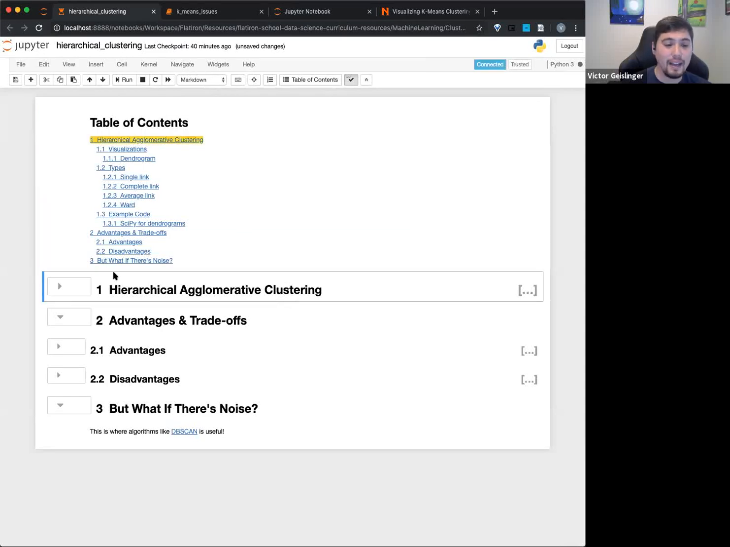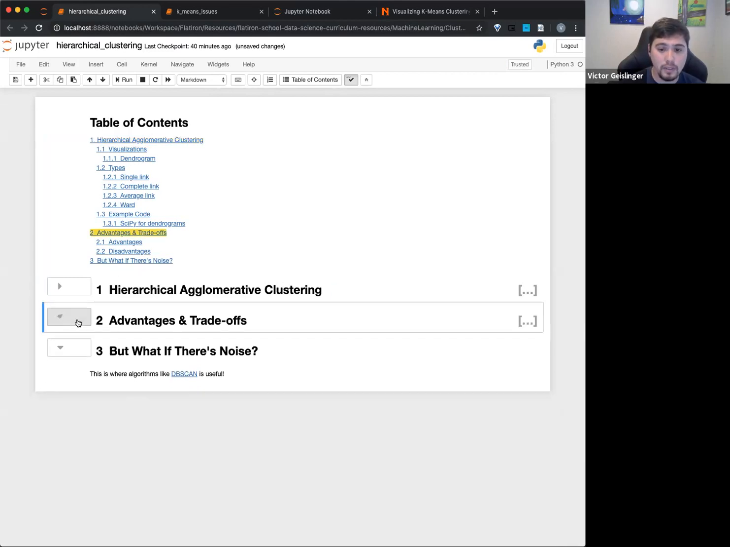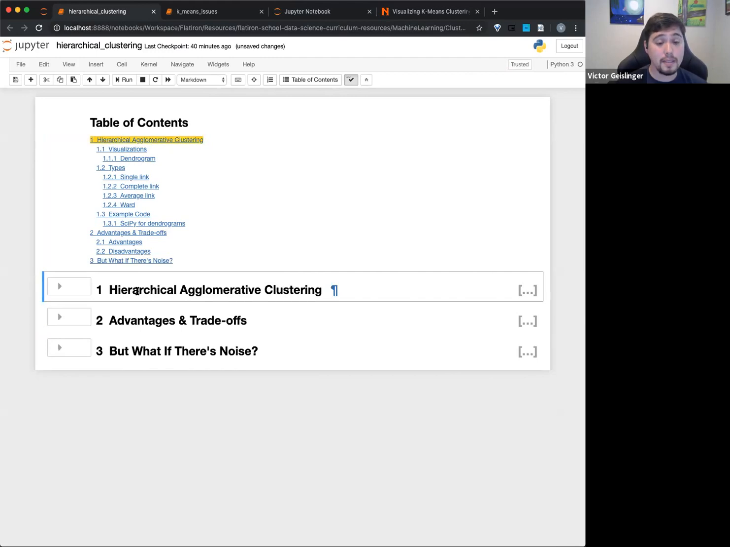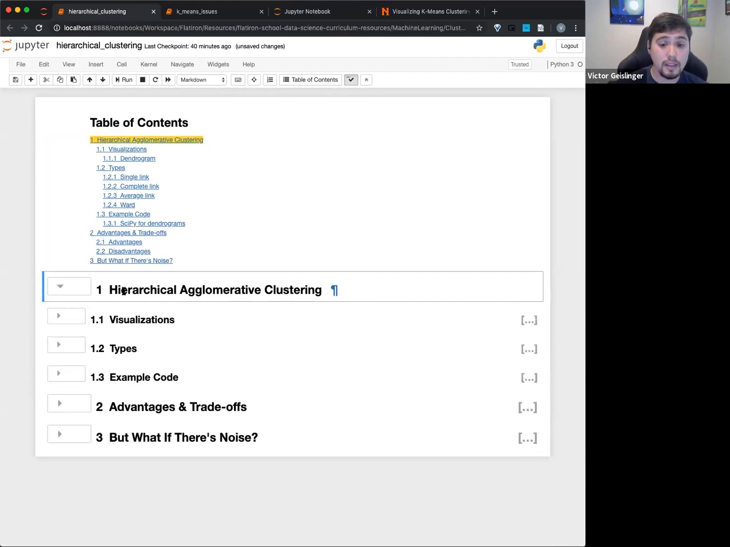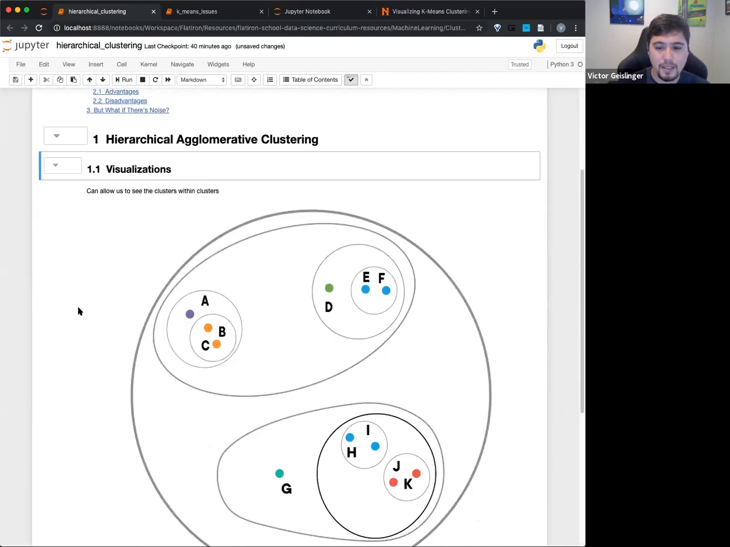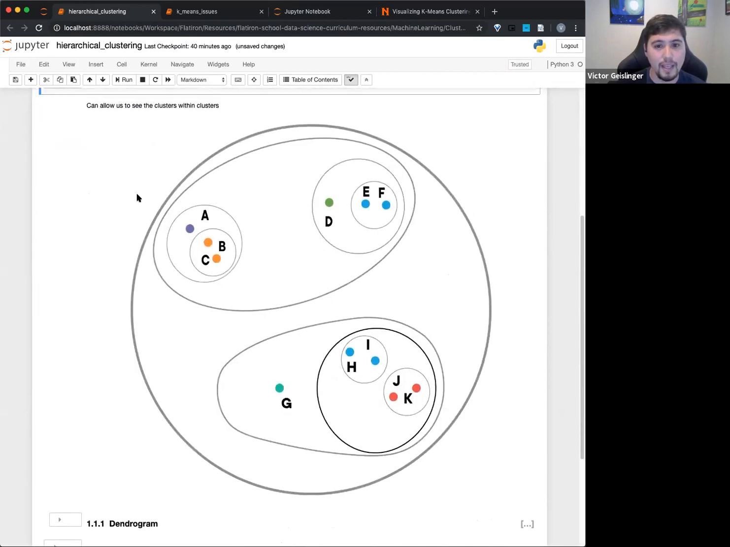So hierarchical clustering. This is basically another way to do clustering, another method besides k-means. And there are actually quite a lot of advantages over k-means that are going to be useful here. One is that the hierarchy part is going to be really useful. What this represents, and this is from the curriculum here, is that it allows us to find clusters within clusters.